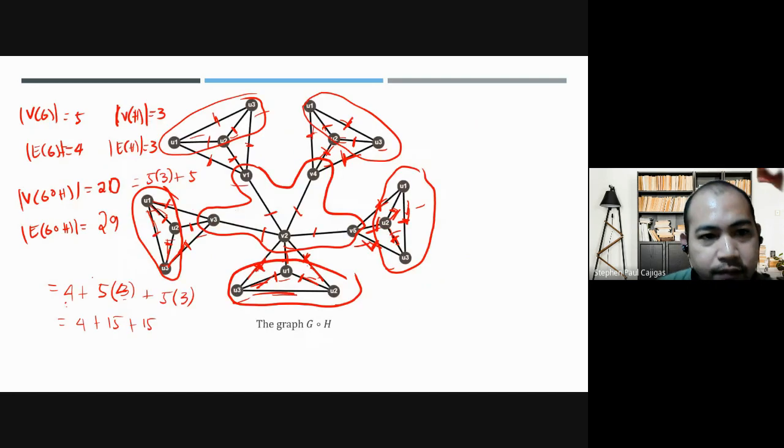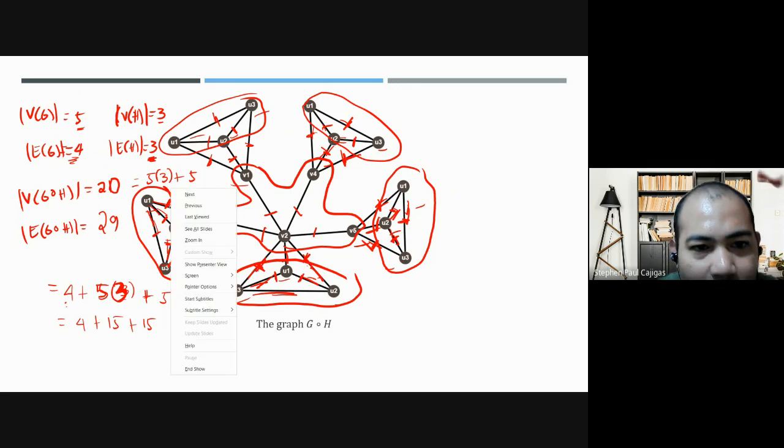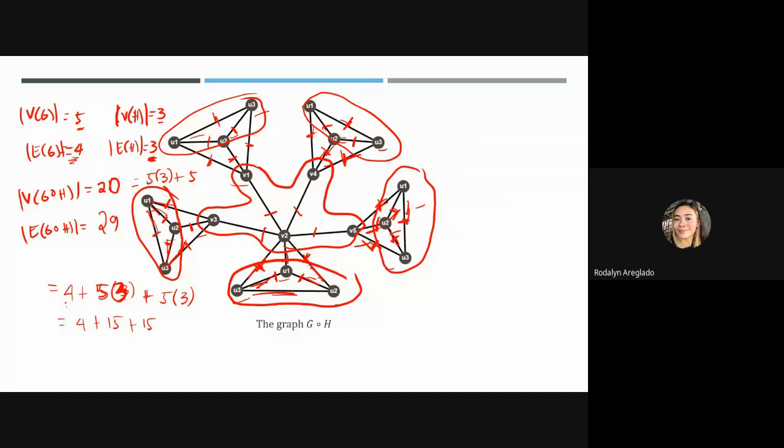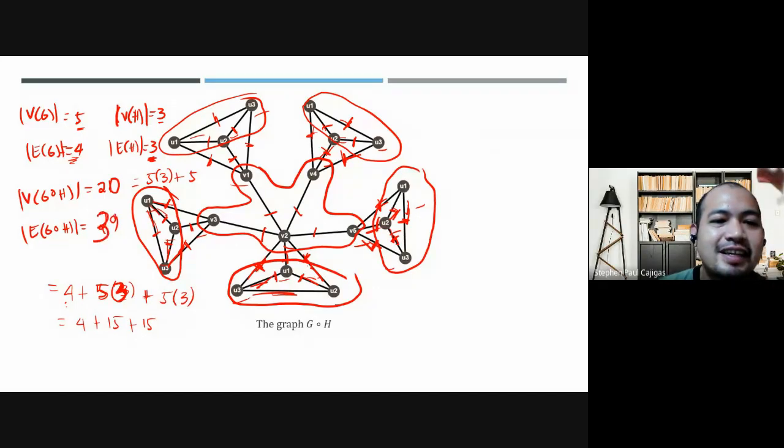So four plus the vertices is five, and five times the number of vertices; the edges are three. So five times three plus five again times the number of vertices, which is three. So we should get 34. Let's count again. Yes, sir, 34. Yes, 34 in all. Good, 34.